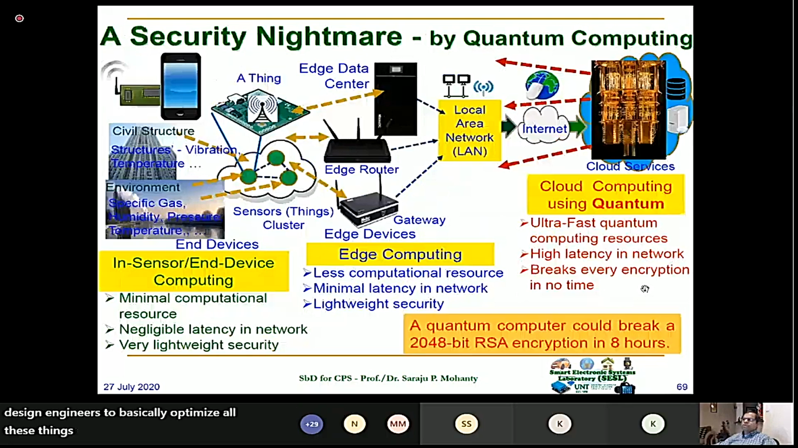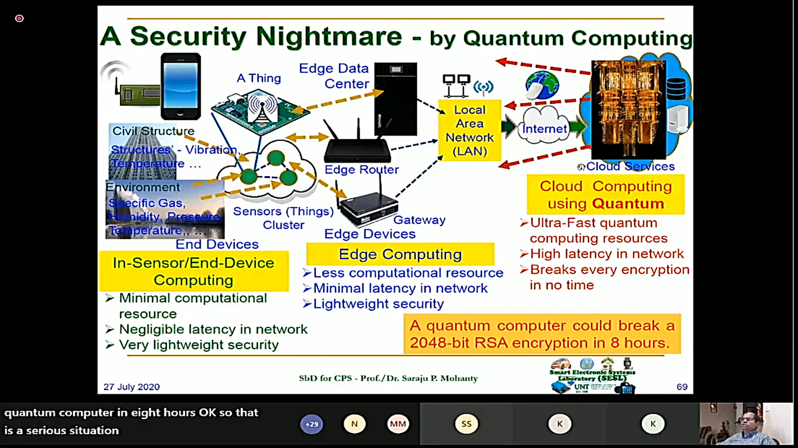Okay. Anyway, so if we see right now, quantum computing is coming, and a lot of big companies are essentially competing over who will have the first quantum computer. And what is observed, a 2048-bit RSA encryption could be hacked by a quantum computer in 8 hours. Okay, so that is a serious situation.